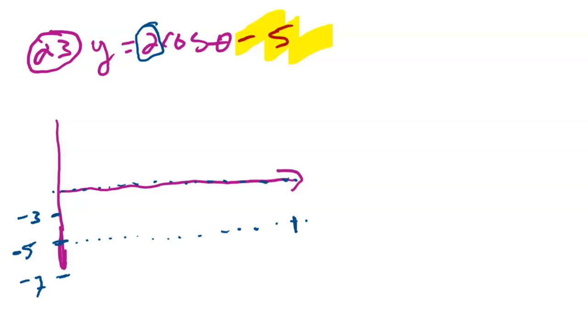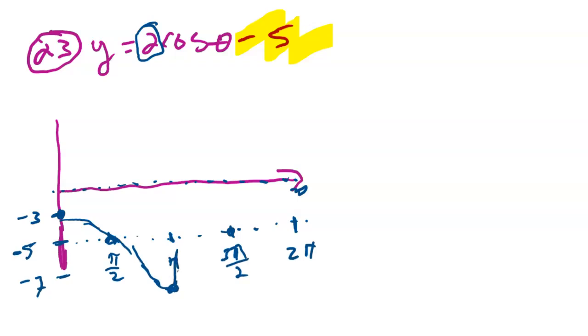And I'm still going to do my 2 pi out here, and my pi, and my pi over 2, and my 3 pi over 2. And then I'm going to draw my cosine function. So my cosine function looks like this.